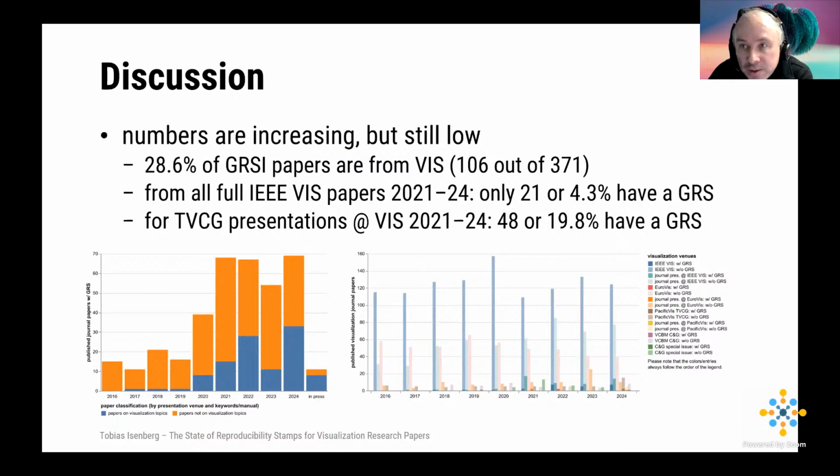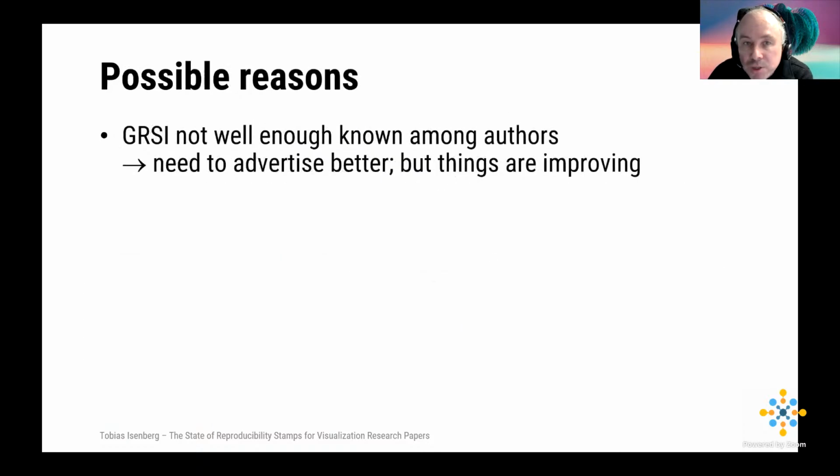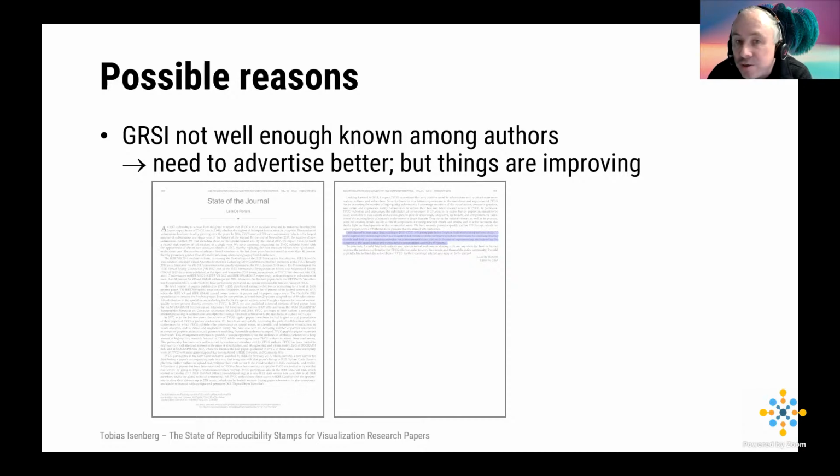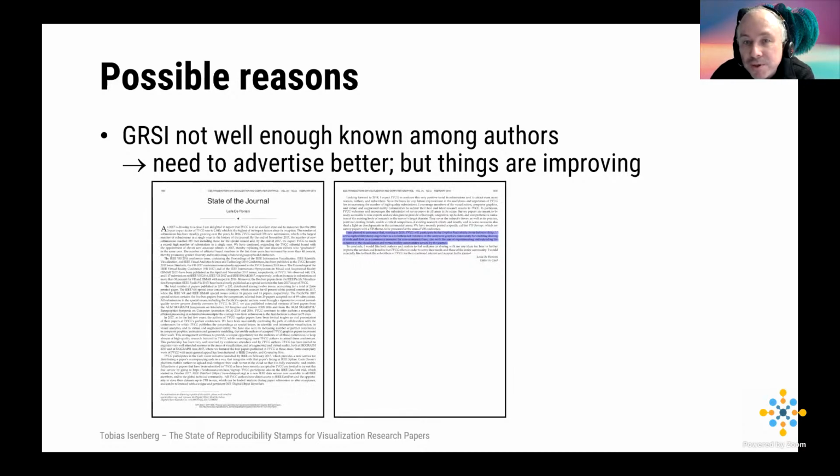So why are these numbers low? One possible reason is that the GRSI is not well enough known among authors. So that essentially means that we need to advertise better. I mean, this is mentioned repeatedly in these editorials in the journals. Here's an example from TVCG. But maybe this is not read enough. So we hopefully can advertise that more at the beginning, opening sessions of our conferences. This is, by the way, also advertised in the acceptance emails that you get for papers. But still, maybe people don't read through all of that.